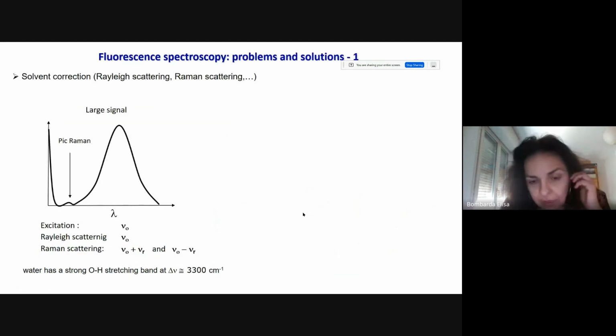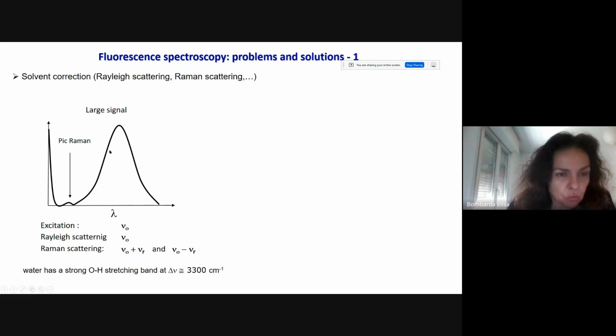Okay, and so now let's see what a measurement looks like. We excite, actually, yes, I was not seeing. In principle, the excitation is here, and the emission, of course, is at wavelengths that are higher than the wavelength of excitation. And this is the typical structure of a fluorescence spectrum.